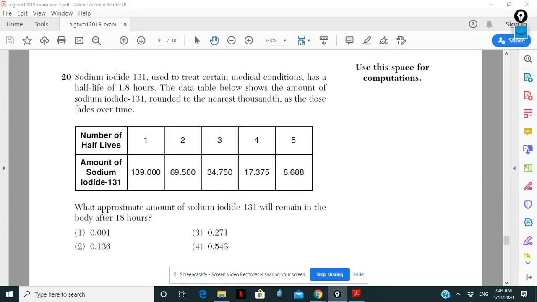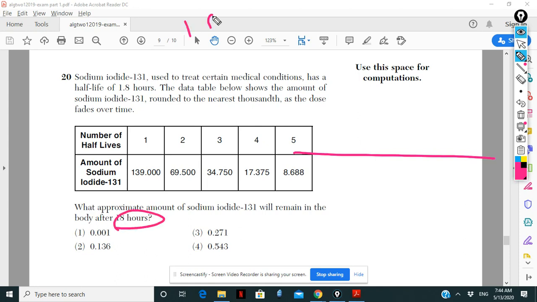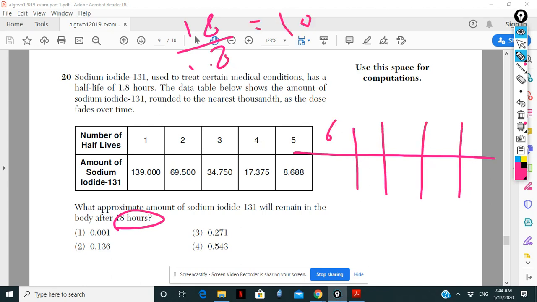Question number 20. He's giving me the half-life for sodium iodide. I can answer the question using the log, or I can use it from chemistry. I can find how many half-lives are in the 18 hours. So 18 divided by 1.8 gives me 10 half-lives. So I continue: 6, 7, 8, 9, 10.